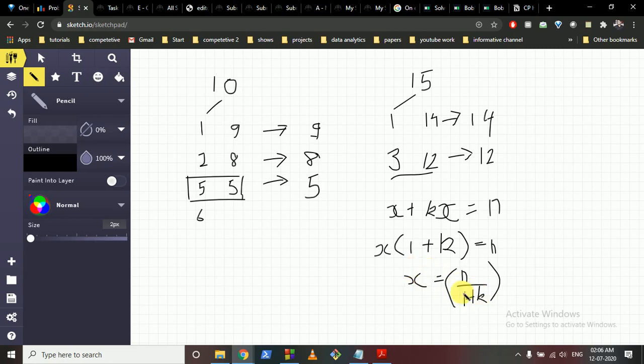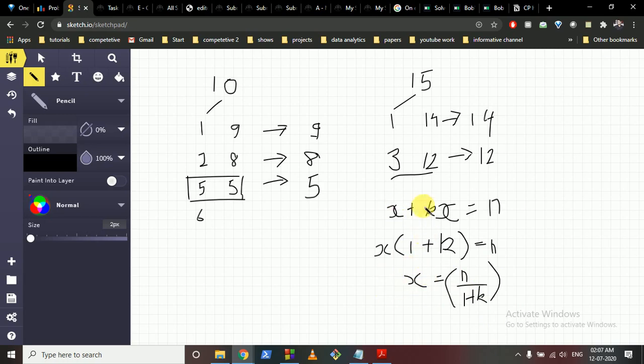Okay, so this means that because x should be an integer, it cannot be a double or float value. It thus means that we have to find a factor, because this factor can only divide n completely, and that should be equal to x. I hope you understand.